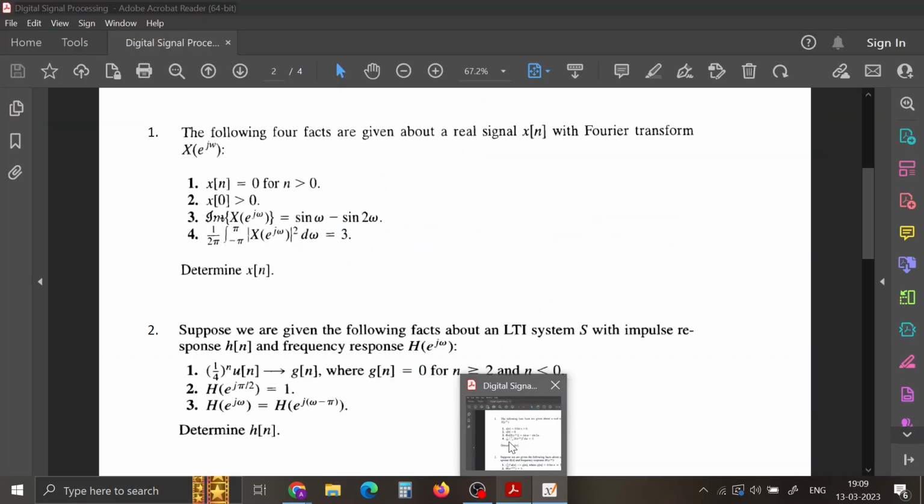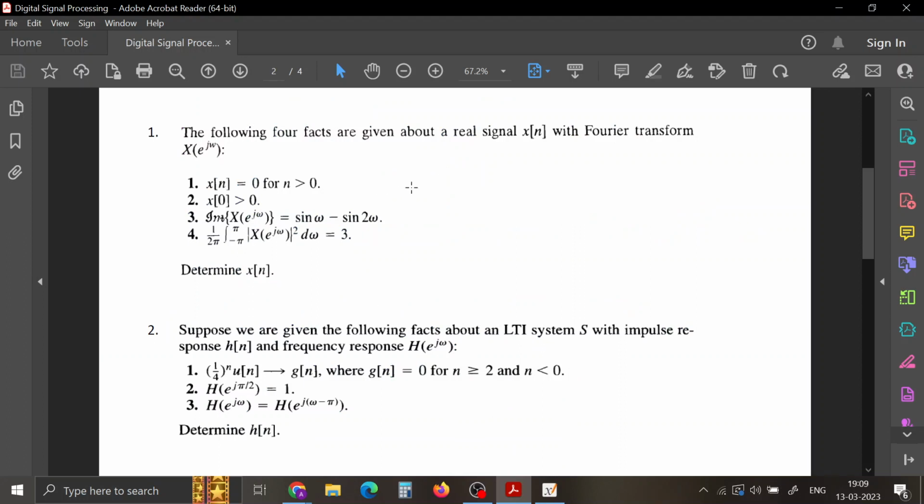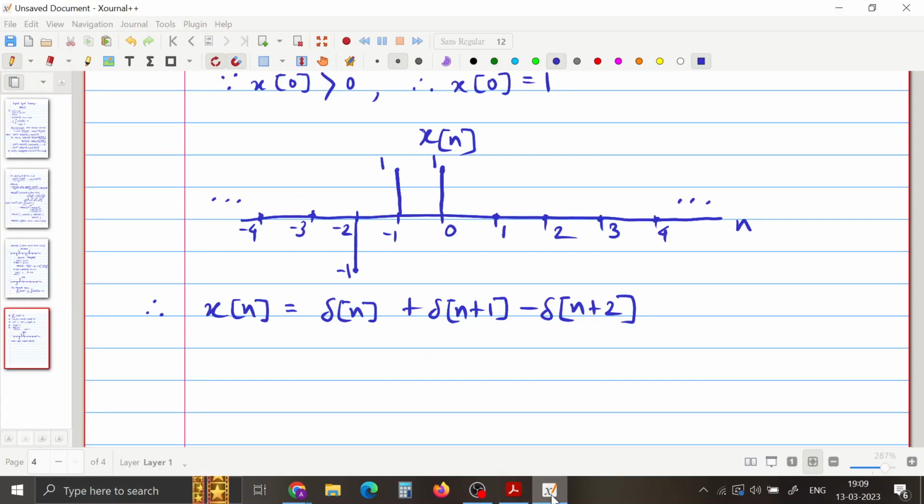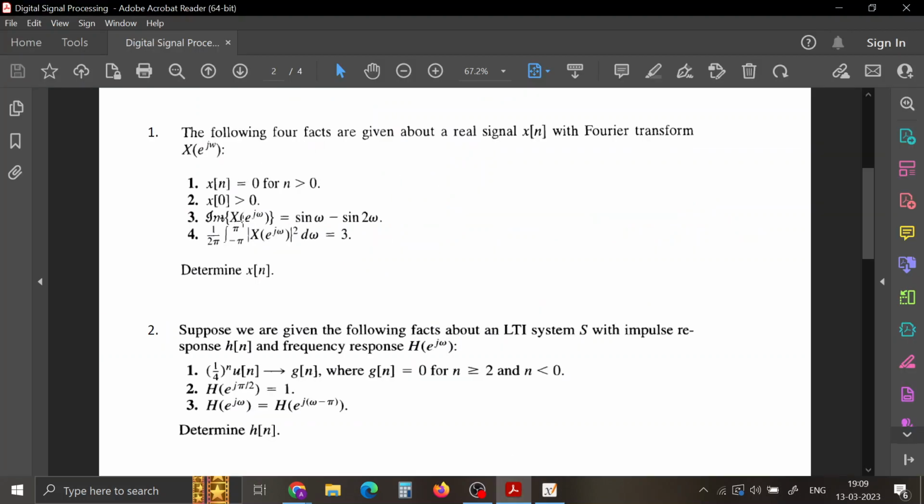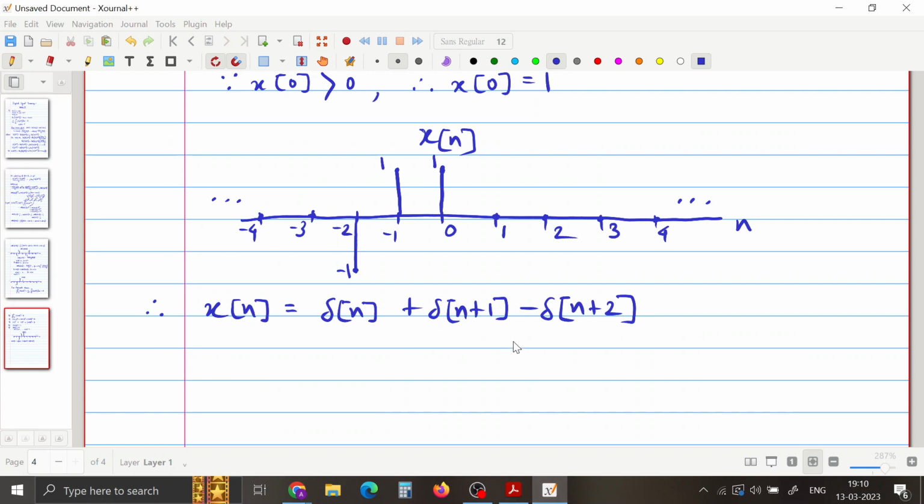So only the first condition which was given says only about the positive side of it. It is 0 only for positive values of n. X of n takes the value 0 for all positive indices, that is for n equals 1, 2, 3, and so on. And the second condition says that at n equals 0, it is some positive value. Okay, I understood, sir. Thank you.